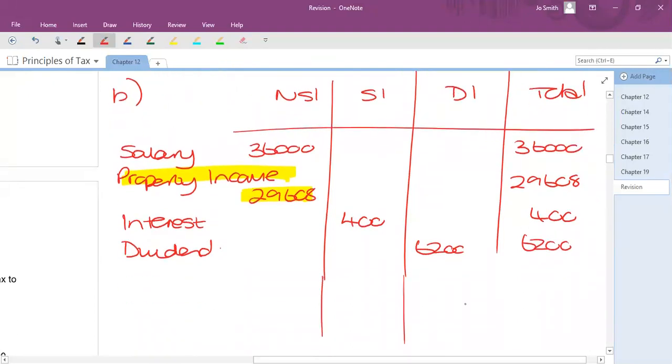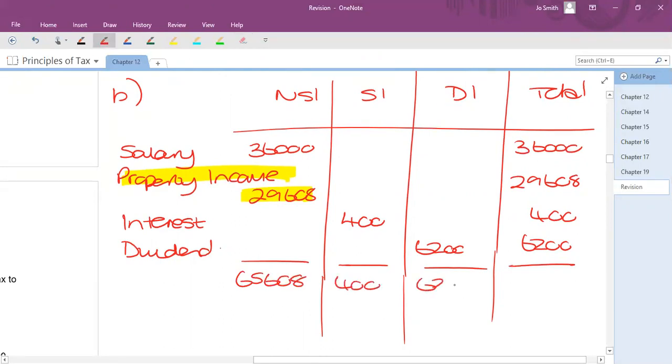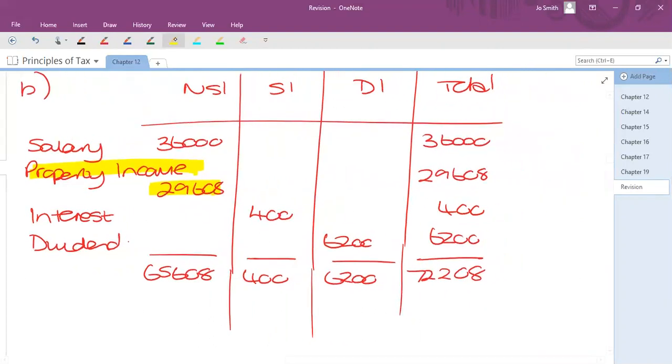Okay, so let's add that up, see what we've got. So we've got 65,608 in non-savings, bit of interest, bit of dividends, and that gives me a total of 72,208. Now, once you've got this total figure over here, I would always look to see what amounts you're dealing with. Remember this is what you use to test to decide if somebody gets, for example, their personal allowance. Do they still get the full personal allowance, or are they beyond the point where it's being withdrawn? Or what level are they at to get things like their savings allowance?